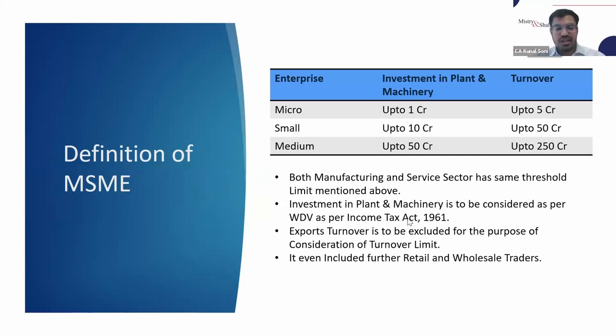However, whatever outstanding is there as on 31st March, that needs to be complied with, and if it is not paid within the time limit of 45 days, or whatever it is, let's say 15 or 45 based on the agreement, then in that particular case it needs to be disallowed.